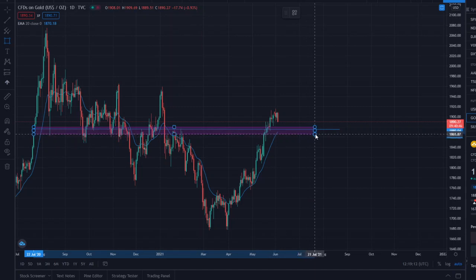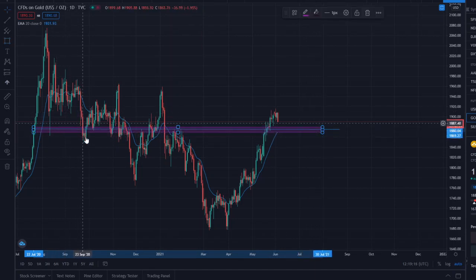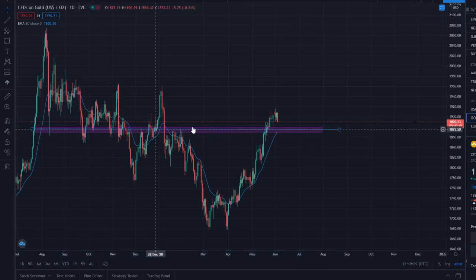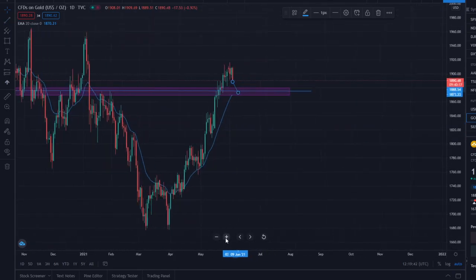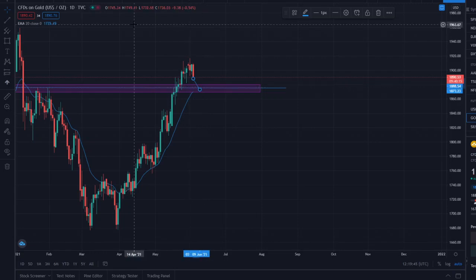So here we had a couple of retests as a support line. Here we got rejected at this area. We break through. We fell below. We retested it again. We were rejected again, and finally we broke out, which means at this point it looks like we will retest this area somewhere along the 20-day EMA.